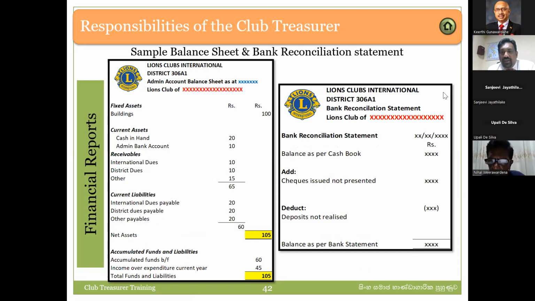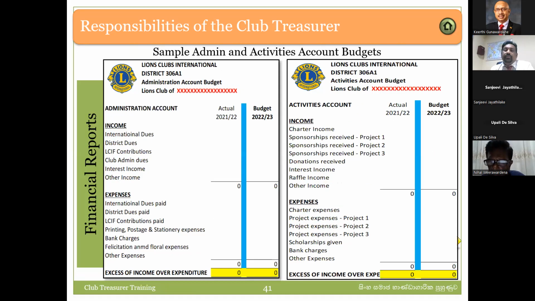Yes, Line Pali, you have mentioned something there. Wait, can you tell me which one you are referring to? Charter income. Charter income is our charter ceremony income, no? Yeah, it's a charter ceremony. Because the charter ceremony also we take as an activity and it's like a project. So whatever the charter income and expenses are, that is also referred to as an activity. Yeah, it's an activity. Okay, right.